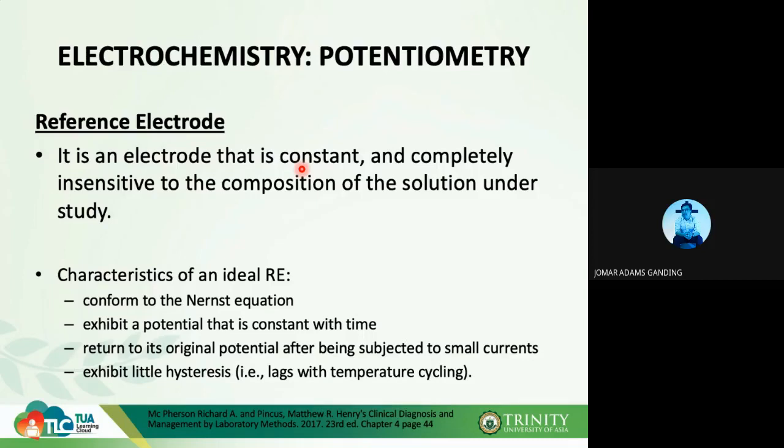And of course, last but definitely not the least, it should only exhibit little hysteresis or lags with temperature cycling. What do you mean by temperature cycling?